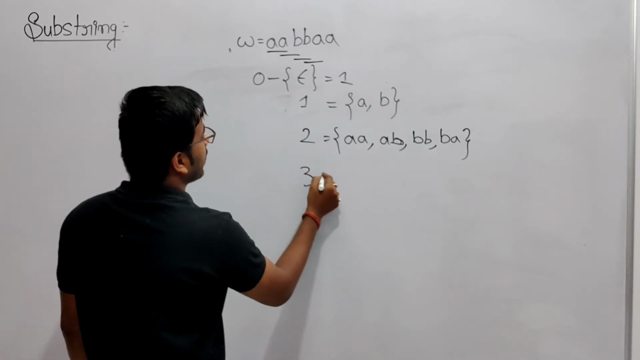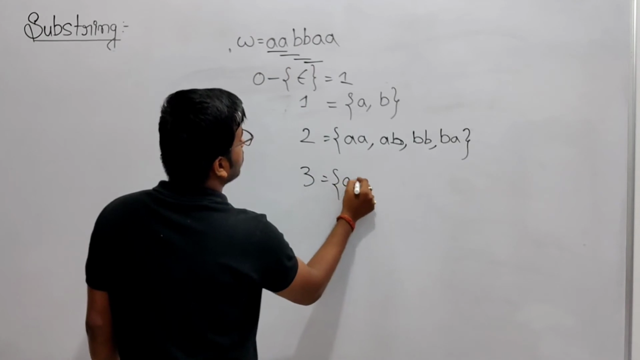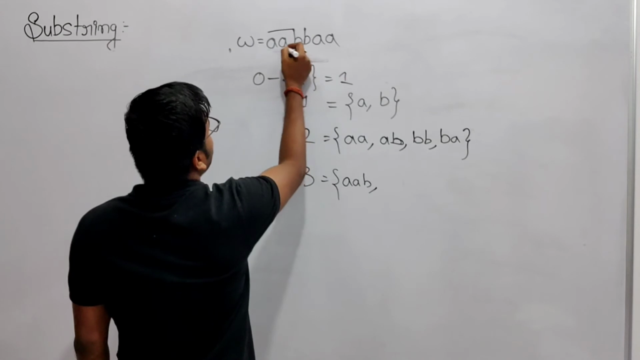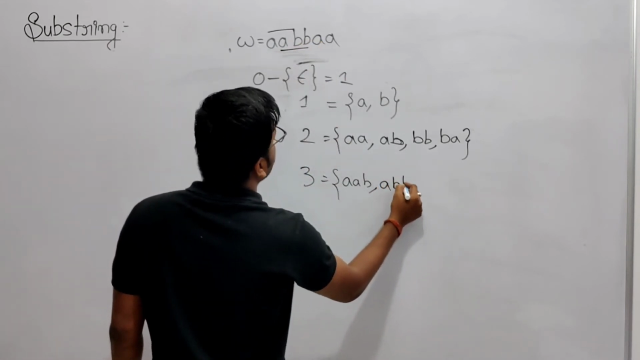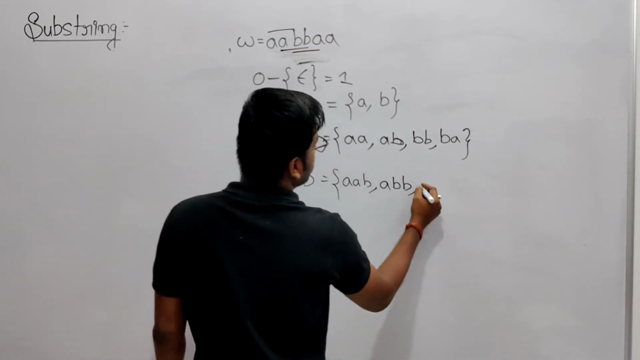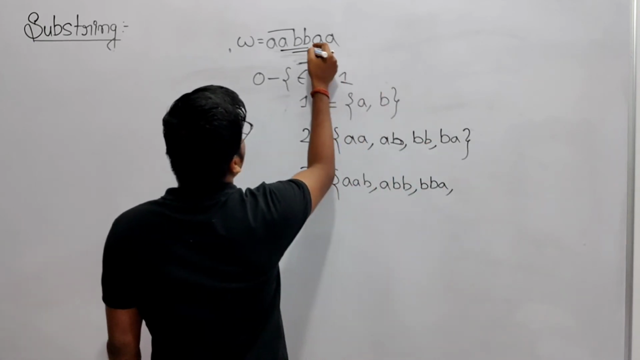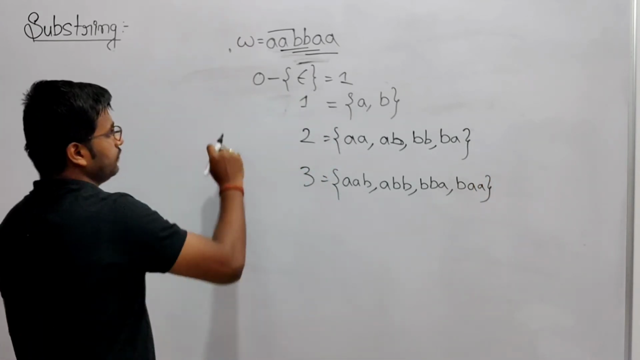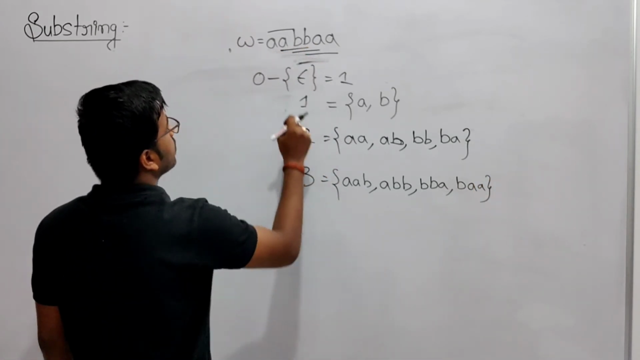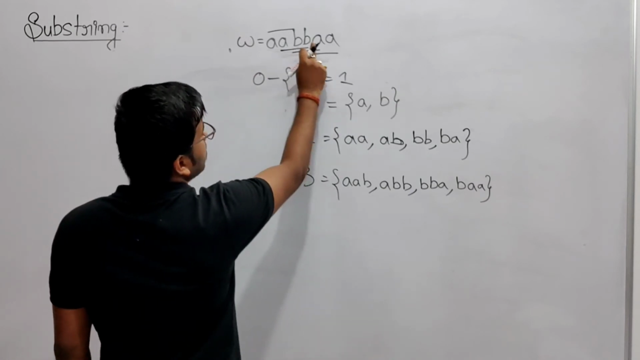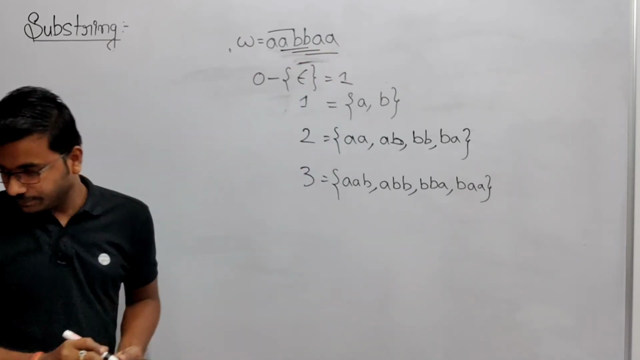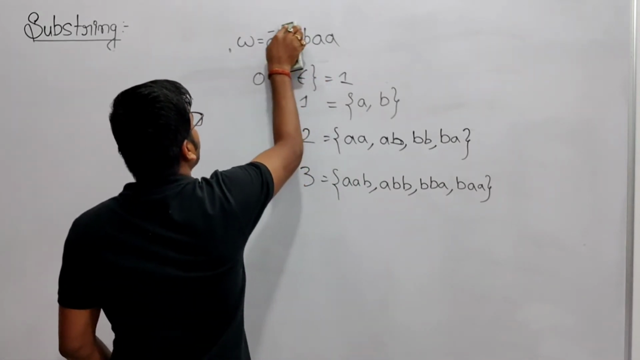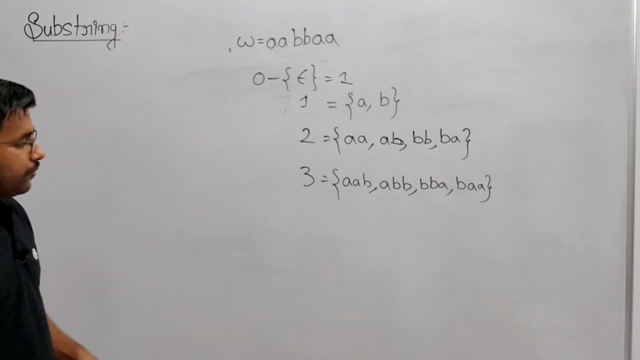Now length 3 you will write AAB, then ABB, then BBA, then BA. So you can verify again: AAB, then ABB, then BBA, then BA. Okay. Now we will do for length 4.